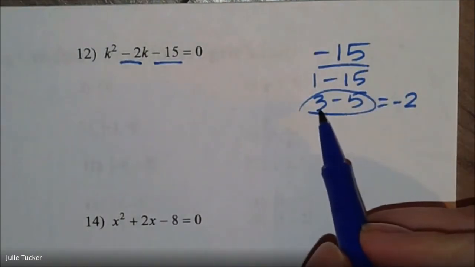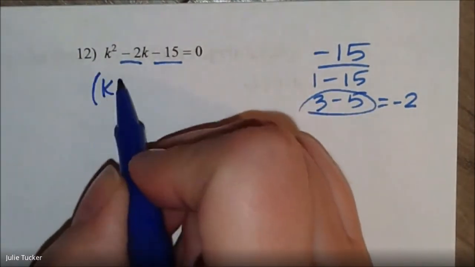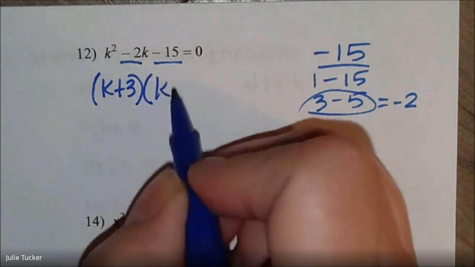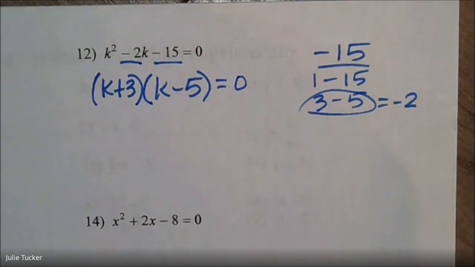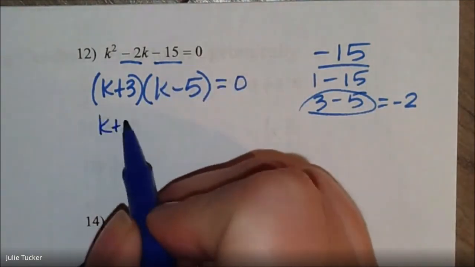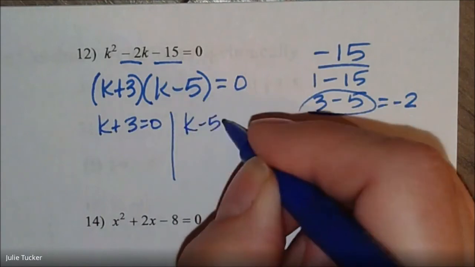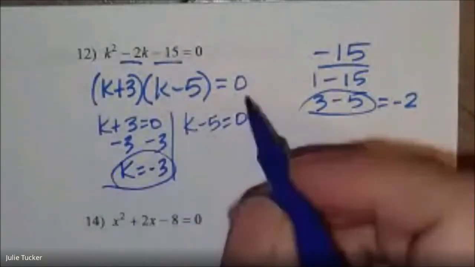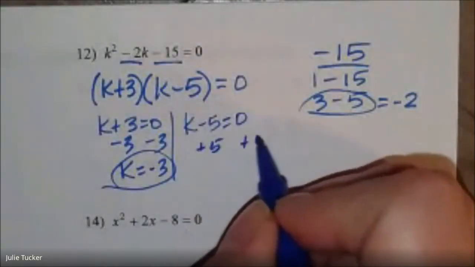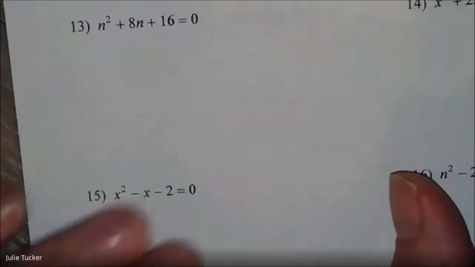So that means that the numbers that go in the parentheses for the factors are +3 and -5: k plus 3, k minus 5, that equals 0. And then each one of these equals 0 itself. k equals -3. k equals +5. All right, let's do another one.